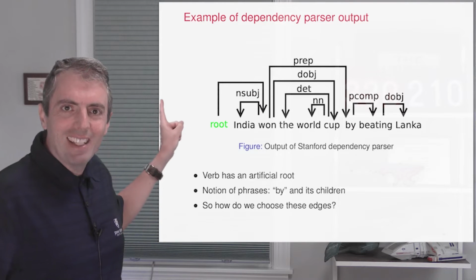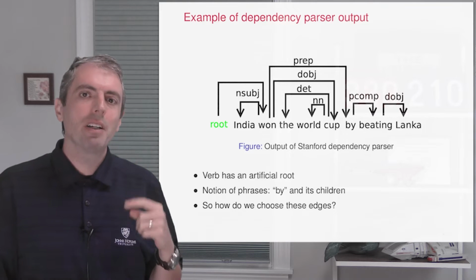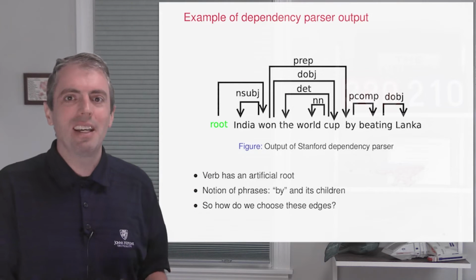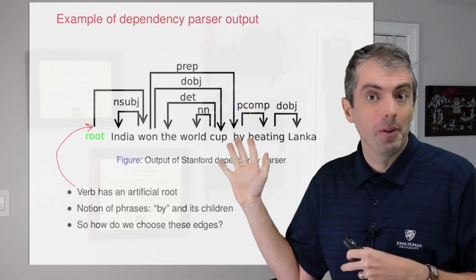But what's that thing off to the left here? Trees need to have a single root. So we're going to assume that every dependency tree has an artificial root here. It usually connects to the main verb of the sentence. You can see how this might get complicated if we had multiple independent clauses.